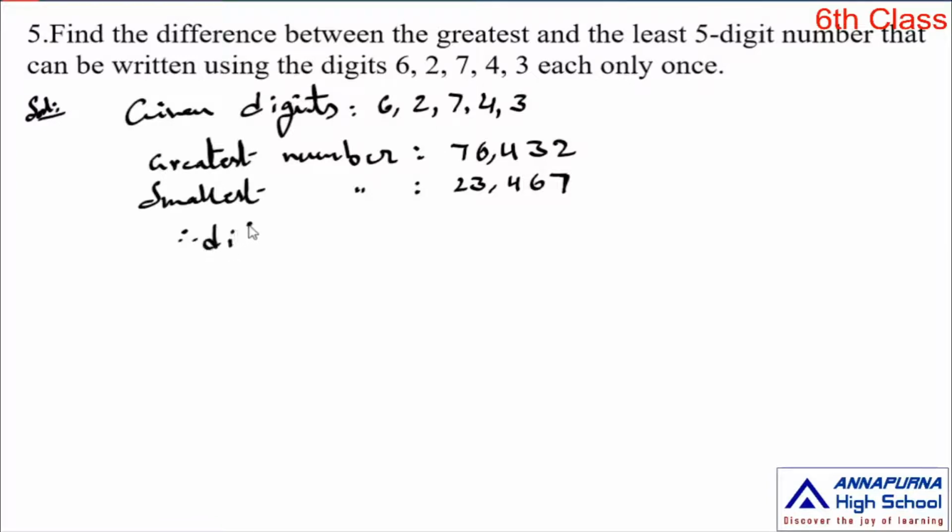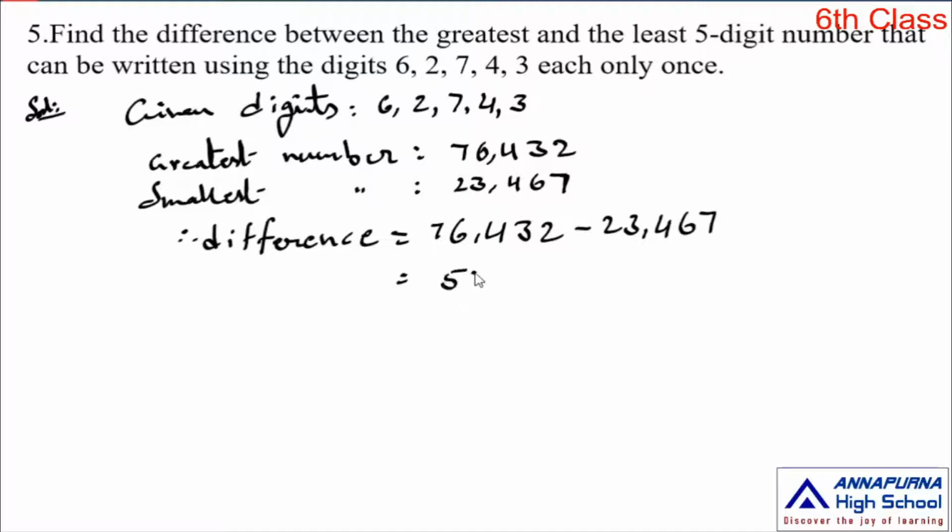Their difference is 76,432 minus 23,467. What is the answer? 52,965. This is the difference, 52,965. Let us solve the next problem.